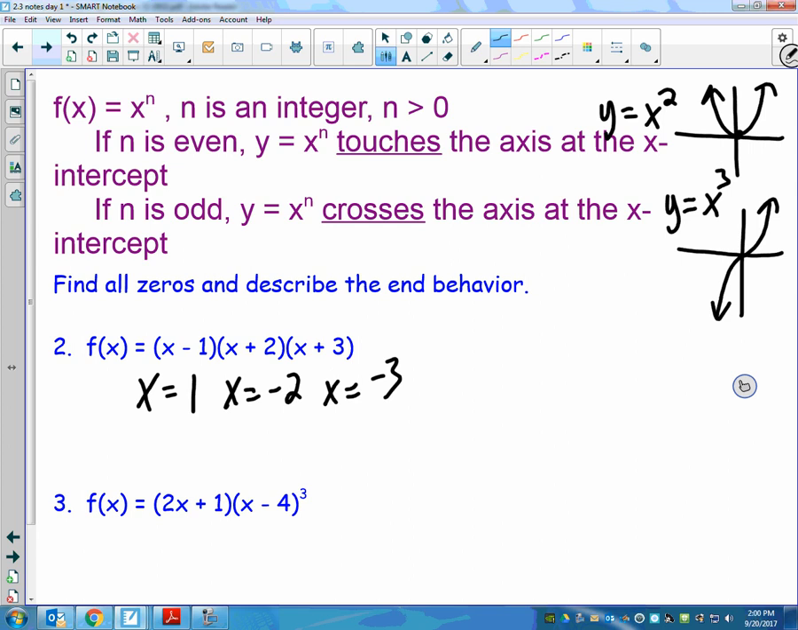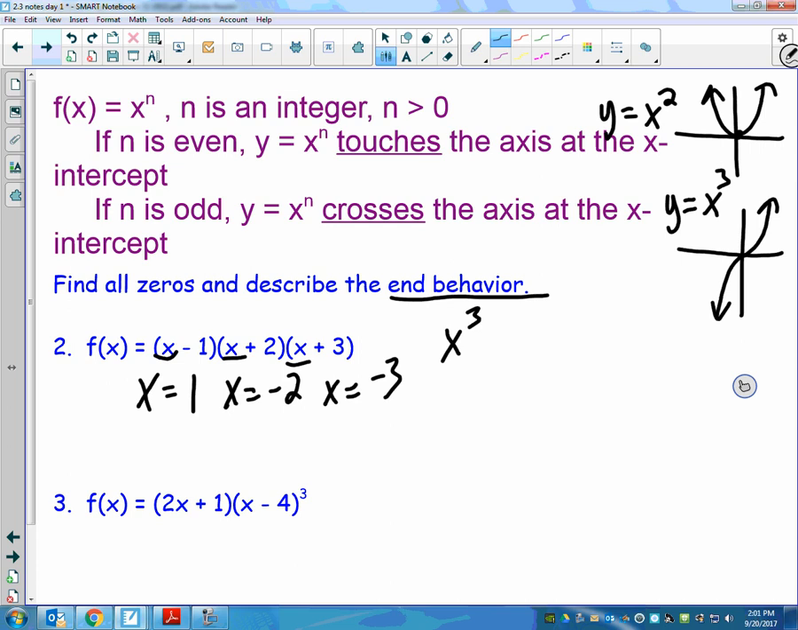The other thing they want you to do is describe the end behavior. So when it's factored out like this, you have to think about what would the highest degree be, what would the leading coefficient be. Do you have to multiply it all out to see that? No, you just have to multiply the highest x in each one. So what would x times x times x be?